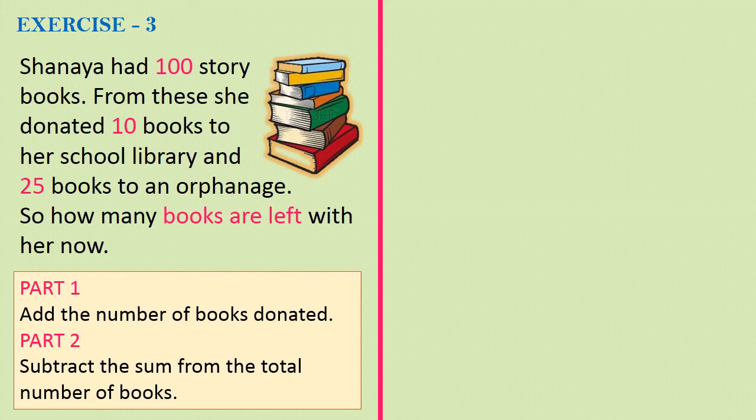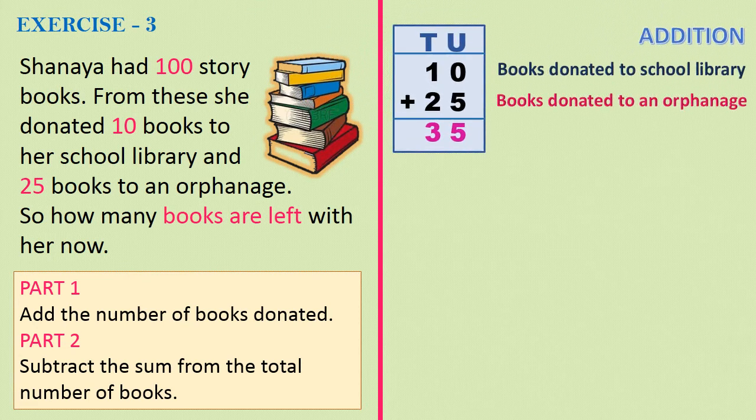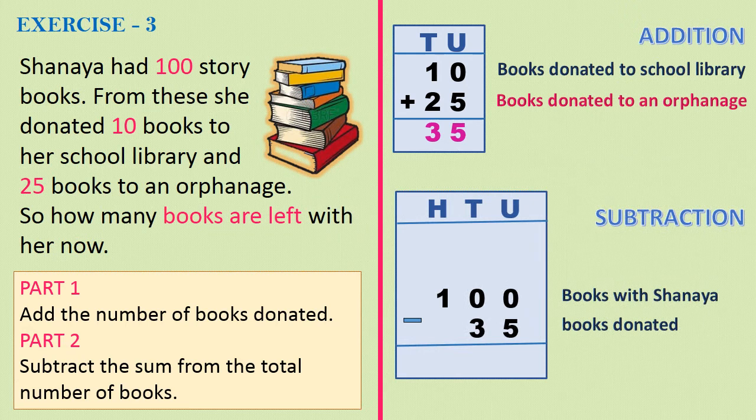Let's do the addition of the number of books donated. 10 plus 25. In units house, 0 plus 5 is 5. In tens house, 1 plus 2 is 3. So, 35 books are donated in all. Now, let's subtract the number 35 from 100. Arrange the numbers vertically. 100 minus 35.